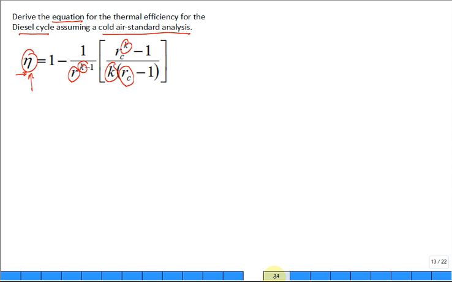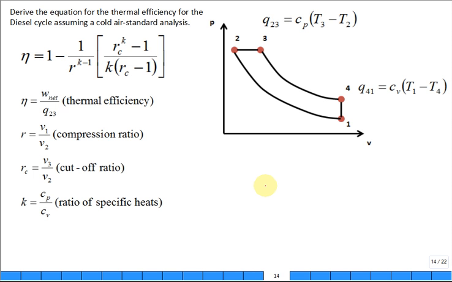Ratio of specific heat. So as a starting point, what I would do is sketch out the cycle on the PV diagram: 1, 2, 3, 4 for the states, and the processes between them. We're very much going to be interested in heat addition. Q 2 to 3 is going to be a positive quantity, and we already discussed that it's C sub P times (T3 minus T2), right?